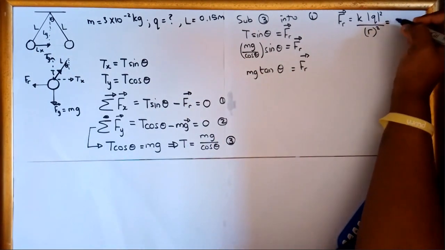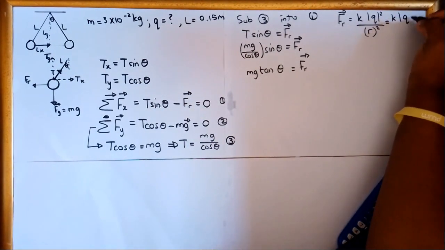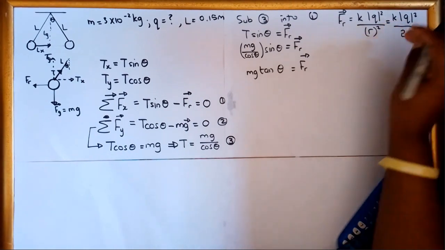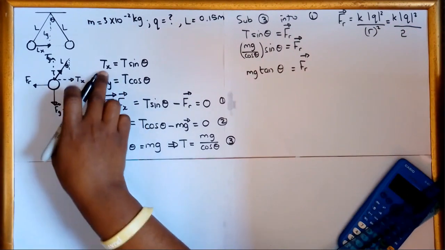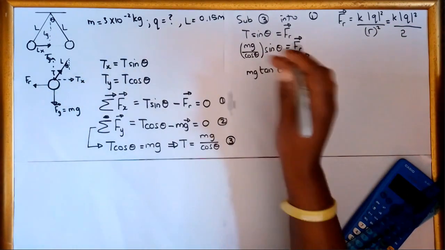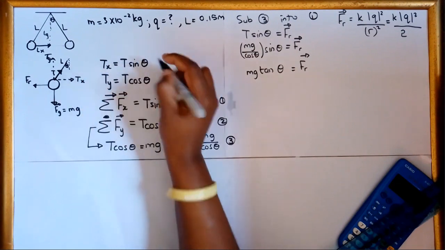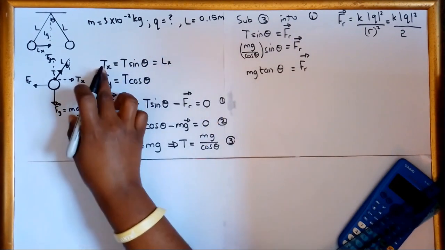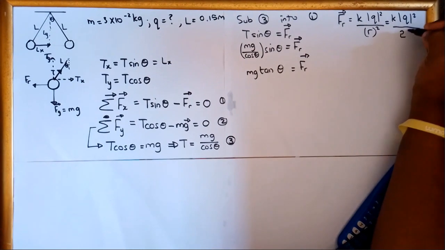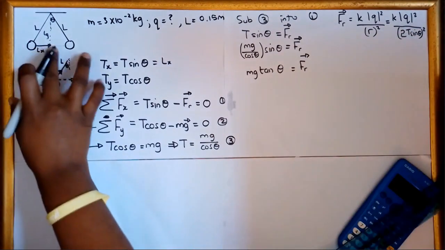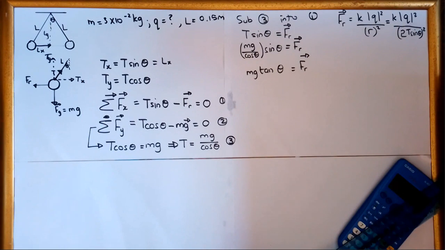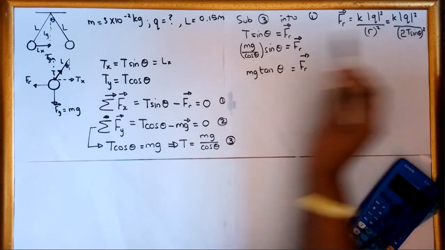We can rewrite that as K Q squared over 2 times Lx squared. As I said, Lx is equal to Tx, which is T sine theta. So you have 2 times T sine theta. That is the distance between the spheres, where T is the same as L.